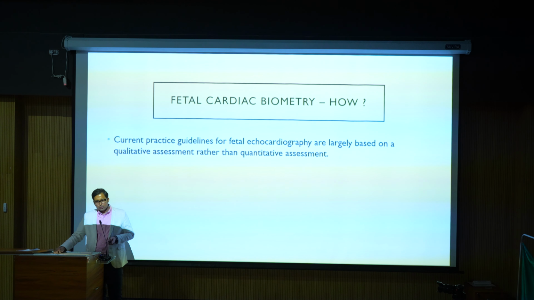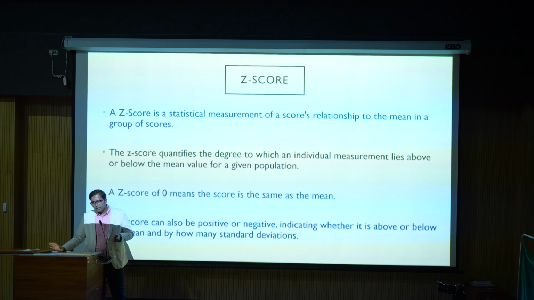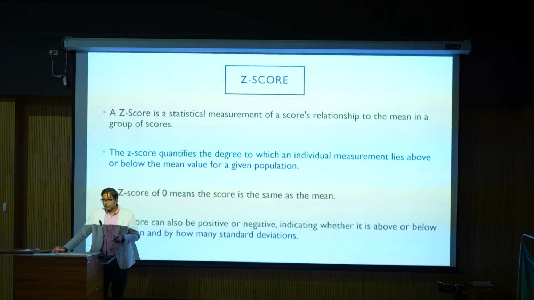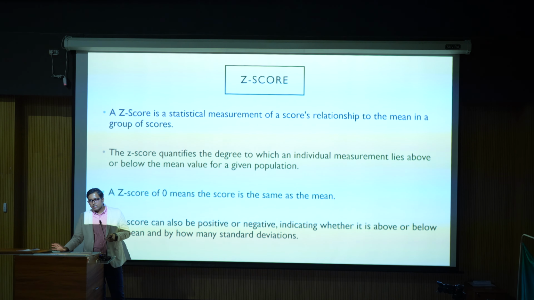As we know, most of the current practice guidelines are largely based on the qualitative assessment rather than the quantitative assessment of the fetal heart. So whenever we talk about the biometry or quantitative assessment of the various structures of the fetal heart, there is one concept of Z score which is very important and we need to know. It's a statistical measurement of a score's relationship to the mean in that group of scores. It quantifies the degree to which an individual measurement lies above or below the mean value for a given population.